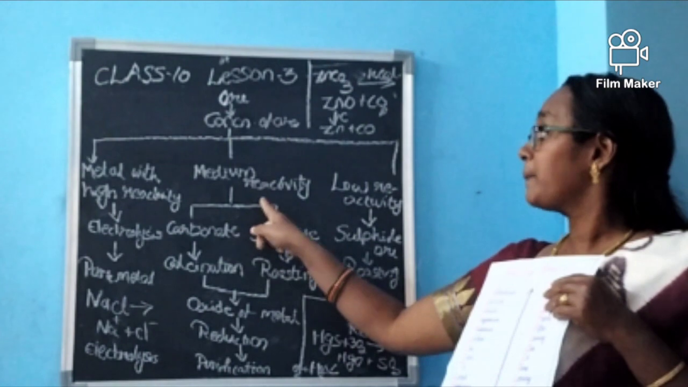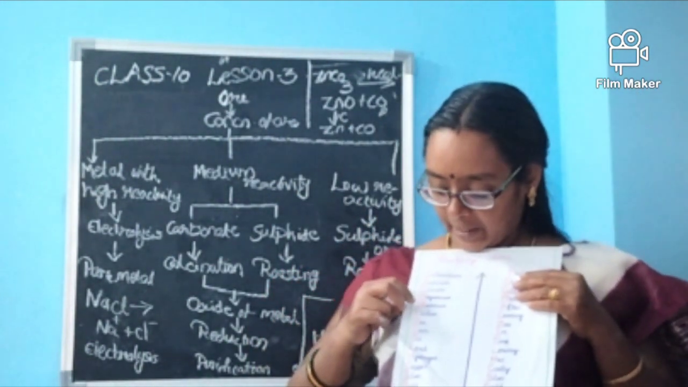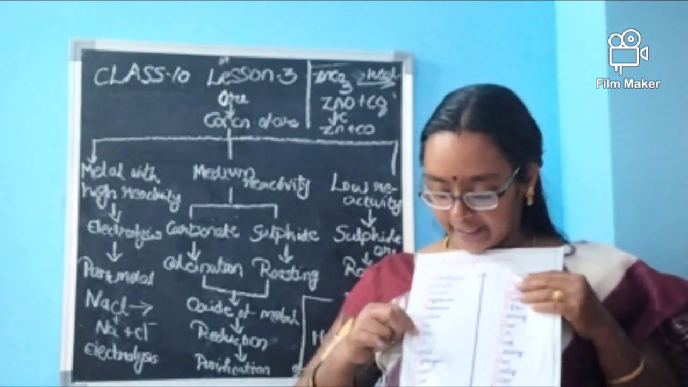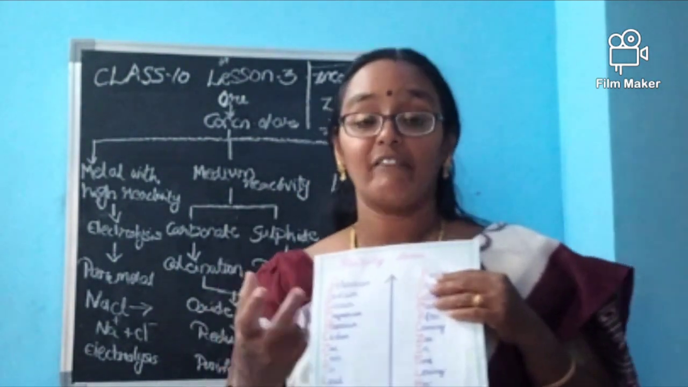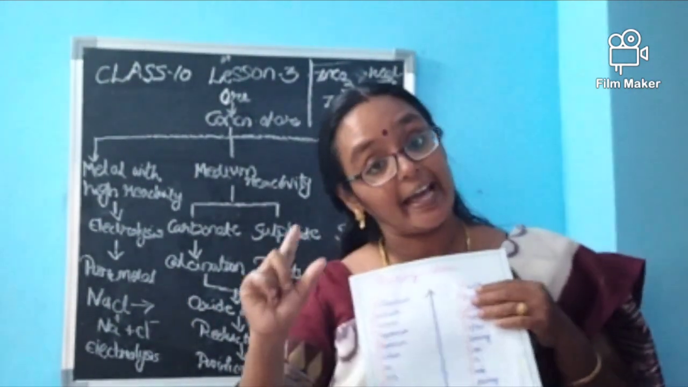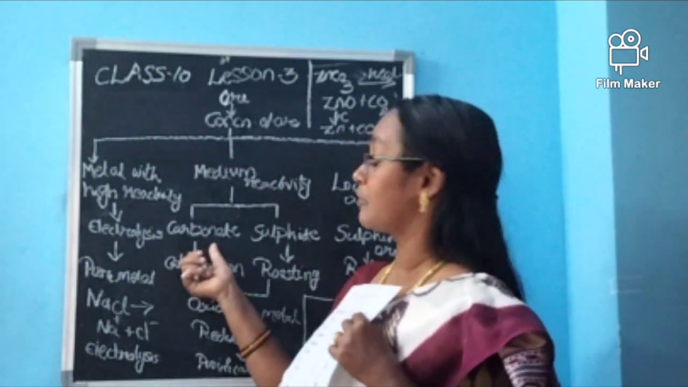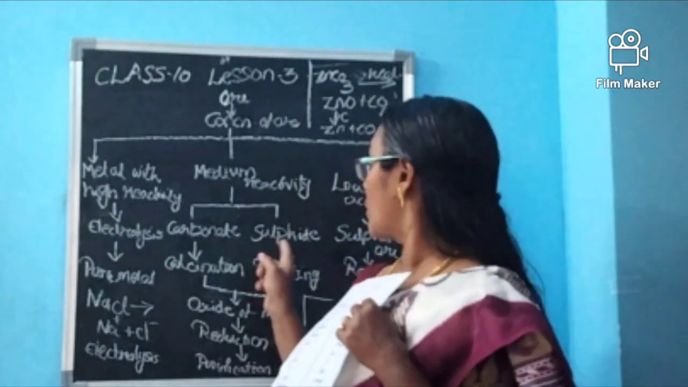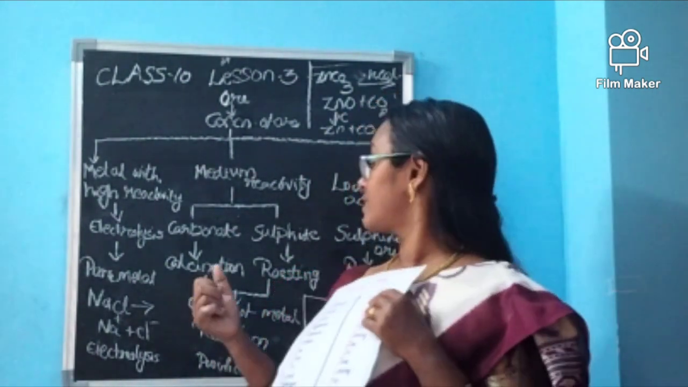The metals which have medium reactivity, for example zinc, iron, tin, all these are medium. They will react, but they have medium reactivity. But they are not existing as the metal itself because of the reactivity. So they will be existing in the form of carbonates or sulfides.